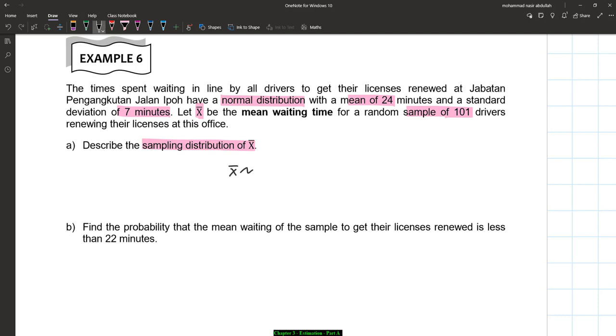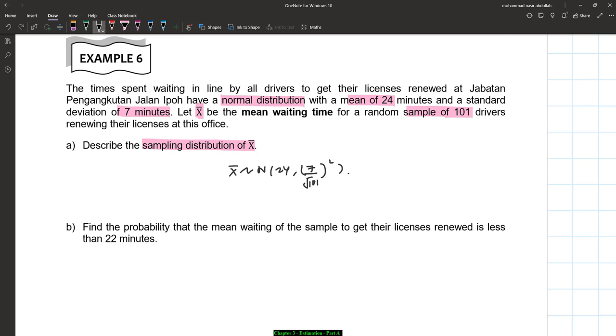X bar has a normal distribution with mean equal to 24, and variance equal to sigma over square root of n, squared, the standard error squared, because we want to measure the distribution of the sampling distribution. So this should be 7 over square root of 101, squared. So this is the sampling distribution.